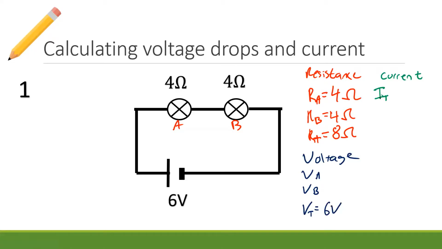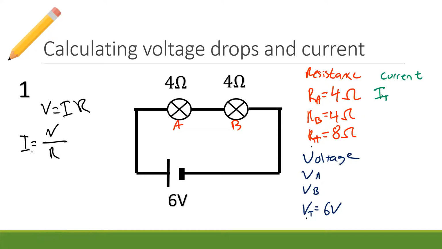Now, the total current is a little bit challenging. It's the first one that we need to do some serious mathematical calculations to work out. We know the total resistance and we know the total voltage. So therefore, we can actually say V equals IR. We want to calculate I. So V divided by R equals I.